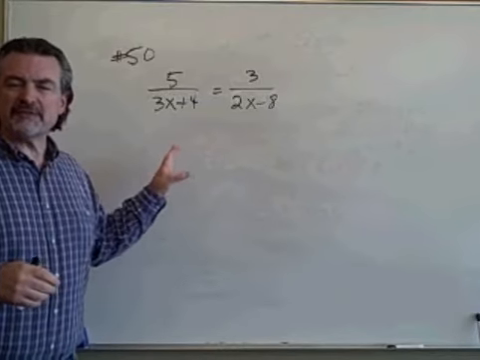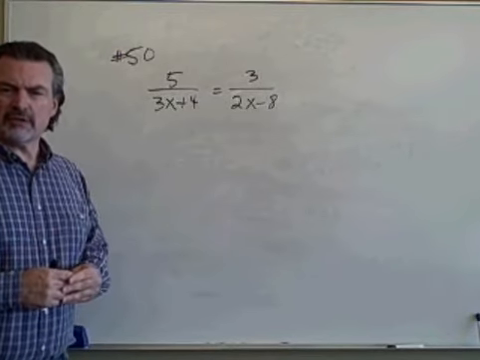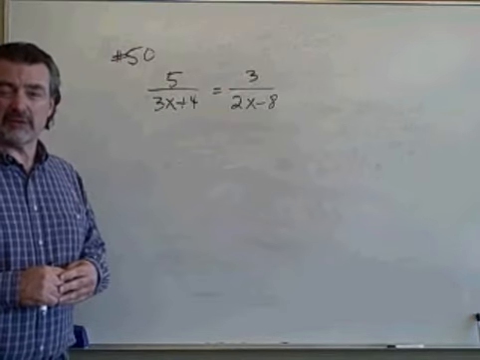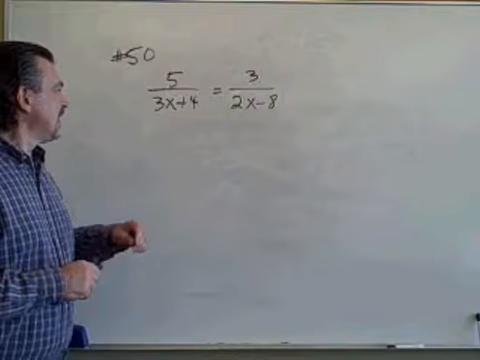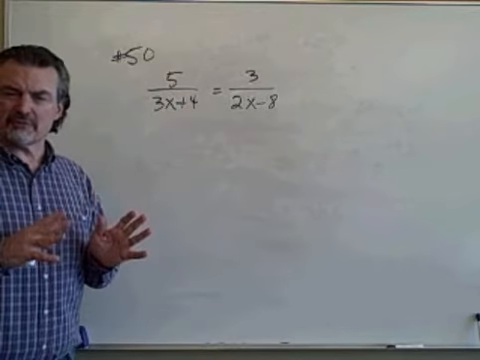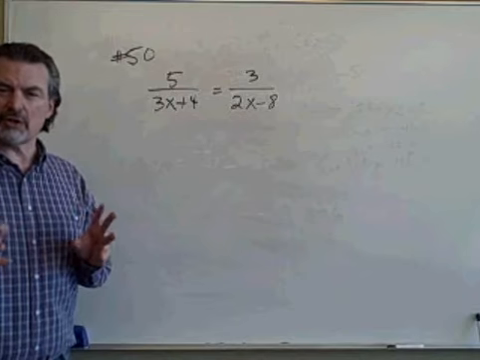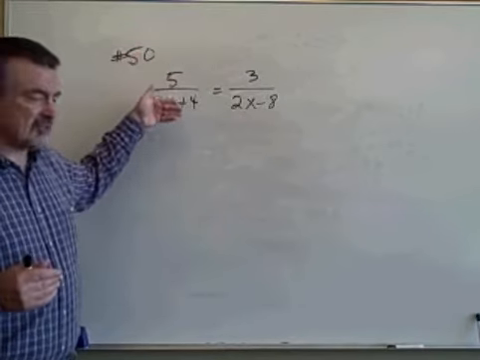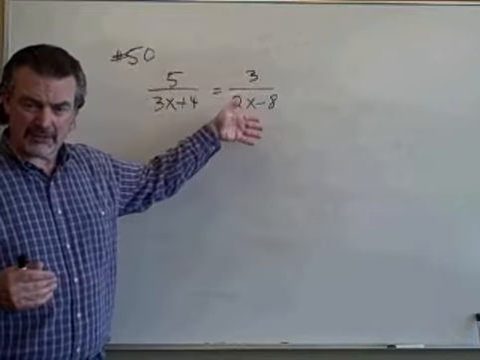This is problem 50 from the review work for our exam 4 that's coming up, I guess, isn't it? This is a rational equation, but it's the special circumstance of a rational equation that we call a proportion. Remember, a proportion is a single fraction set equal to a single fraction.